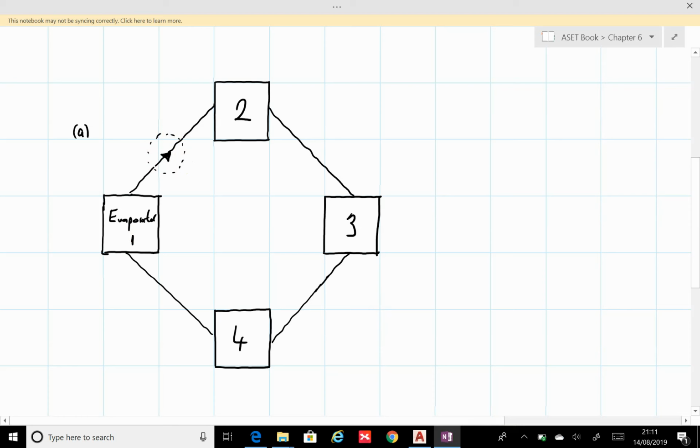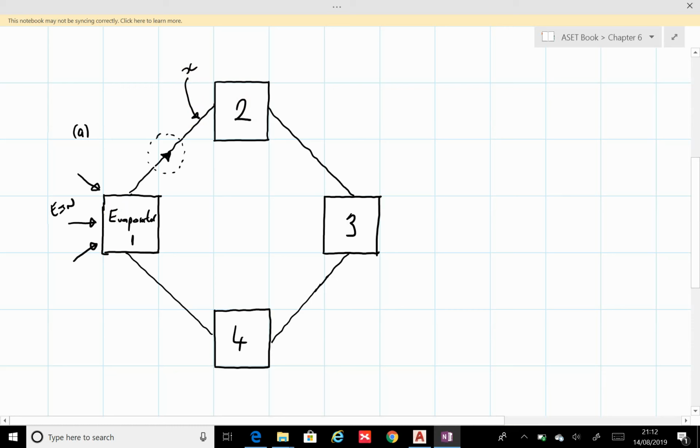Now at the evaporator, energy is being taken in from the external environment, and so it's a component that's taking energy in. The refrigerant passing through the evaporator will evaporate, turning from a liquid state into a gaseous state. Now that refrigerant is then pumped from location 1 towards location 2.